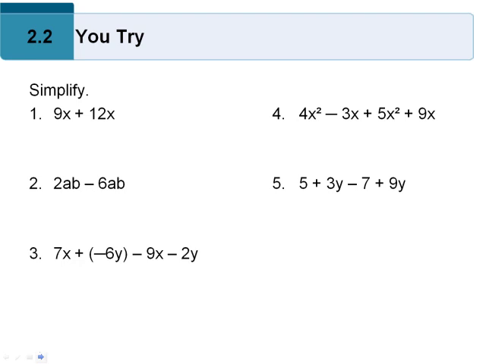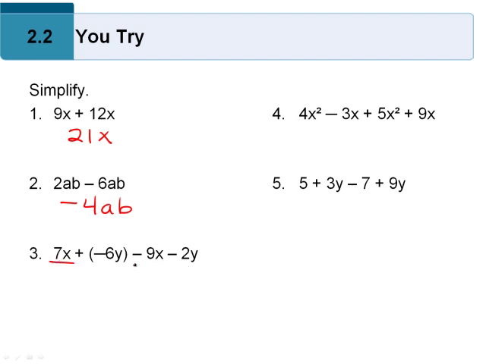Okay, so here's some for you to try. So pause the video and try these on your own. Number 1, 9x plus 12x. Those are like terms, so we combine the coefficients, which would be 21x. Okay? Number 2, 2ab minus 6ab. Those are like terms, so look at your signs. 2 and negative 6, we have to subtract and keep the sign of the larger number, would be negative 4ab.